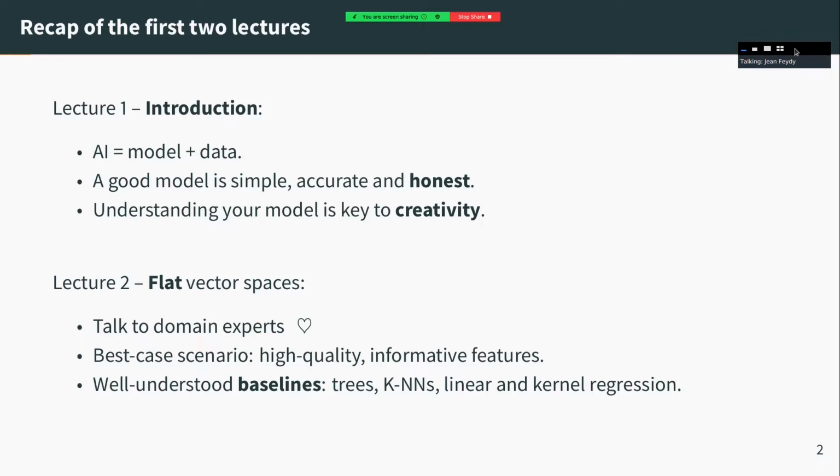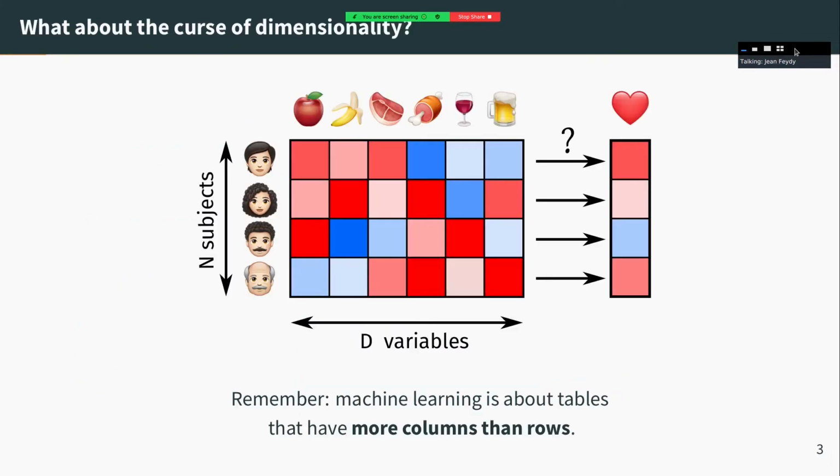And finally, we talked about kernel regression, a method that allows you to specify the smoothness, or let's say a class of function, for your decision model. And so in practice, those baselines, essentially the things that are implemented in scikit-learn, allow you to work efficiently on easy problems. But now, what about the difficult things?